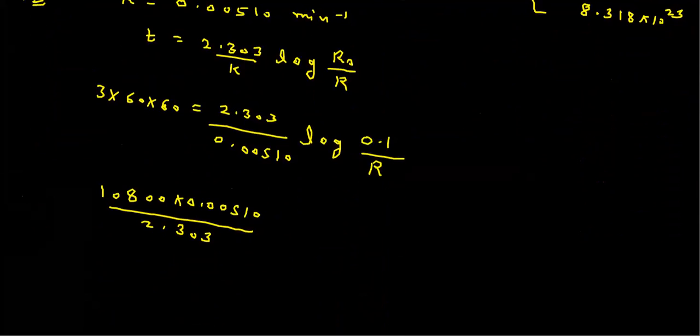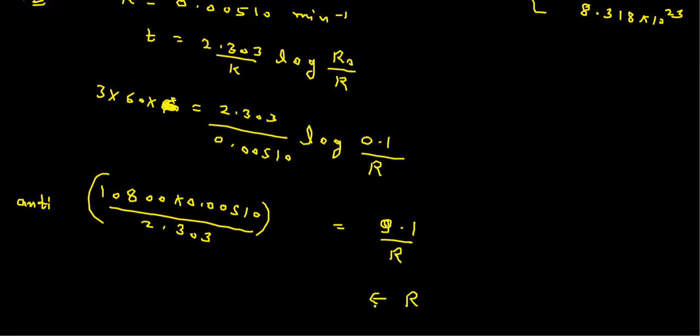So 3 into 60 you have to take, and the rest of the portion will go to this side. And log 0.1, when log goes to this side, it becomes anti-log. When you solve this, it will remain 0.1 divided by R. After that, the anti-log value is given to you, and then automatically we can find out the value of R, right? So guys, is that clear?